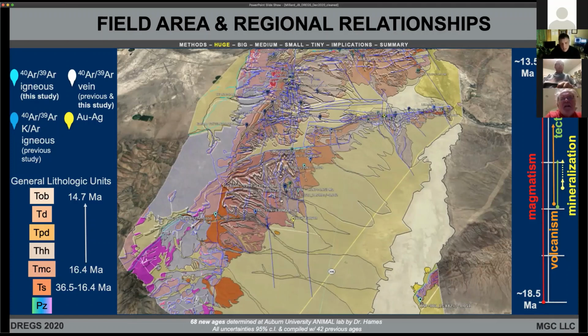The nice thing with this exposure is we have two kind of escarpments that allow 3D exposure of the basin, both east to west and north to south. So we can really unravel the development of this basin with relation to the deposits.